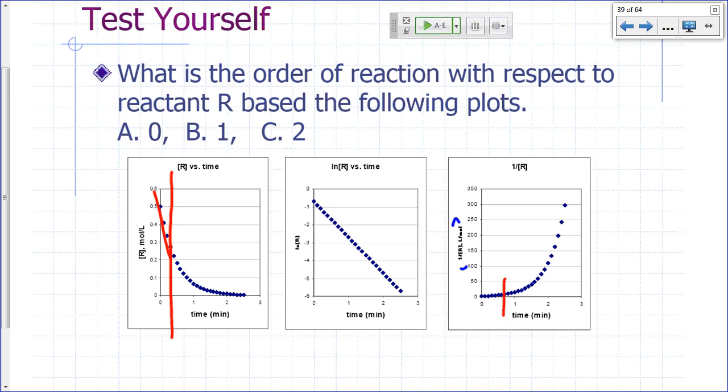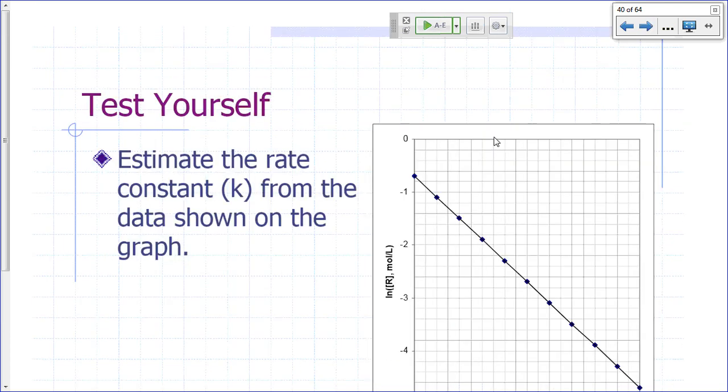Even here, if you look at this part right here, if you didn't go far enough, you might think that that graph is linear. That graph might look like it's linear. Okay, so this one is first order.